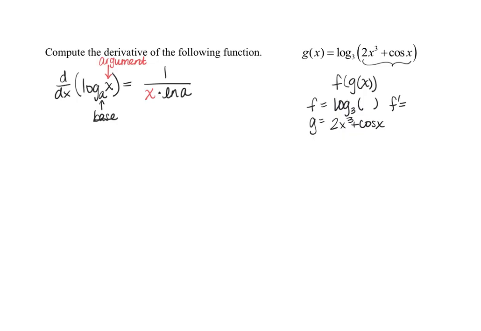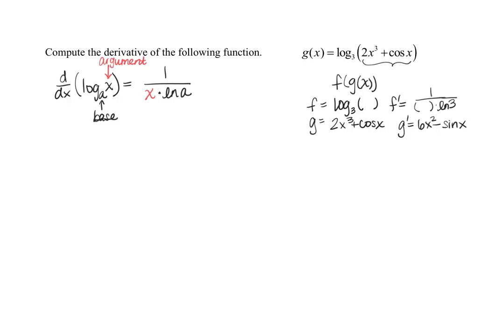So going back to log base 3 of something, the derivative of that function would be 1 over, again, the argument. So I'm going to write a blank parenthesis here for my argument, 1 over something, times the natural log of the base, and the base is 3 in this case, so that would be times natural log of 3. And then when we do our chain rule, we know we'll chain on the derivative of the inner function, which is going to be 6x squared minus sine of x.